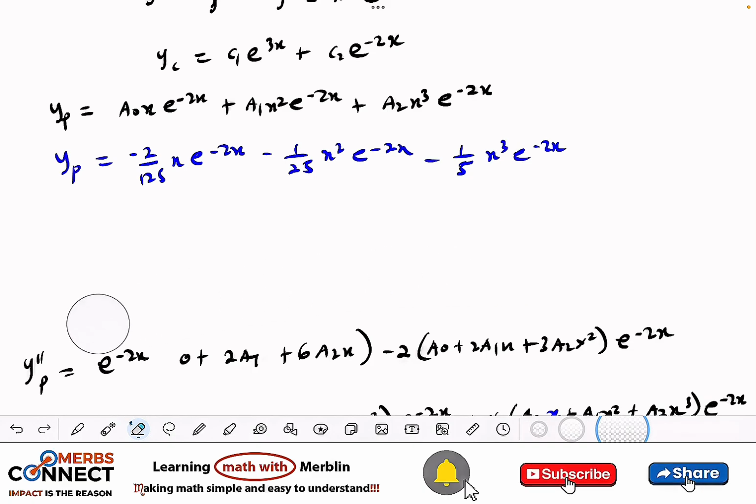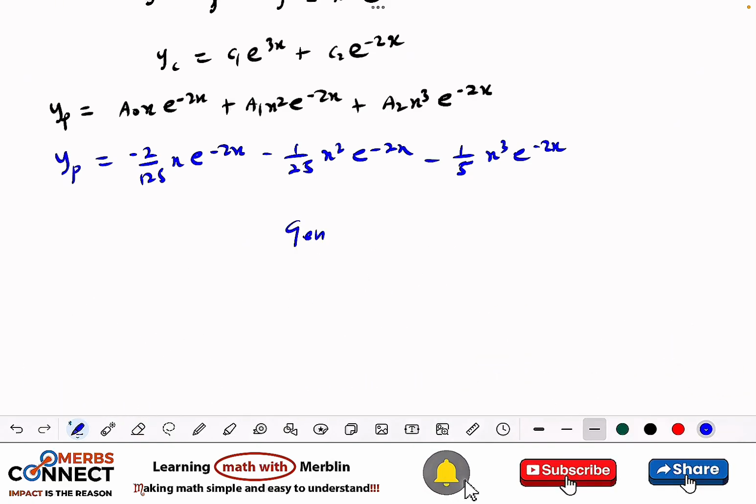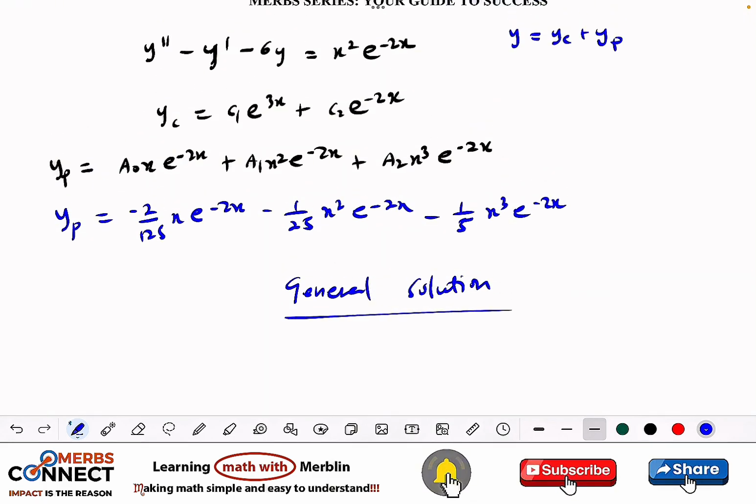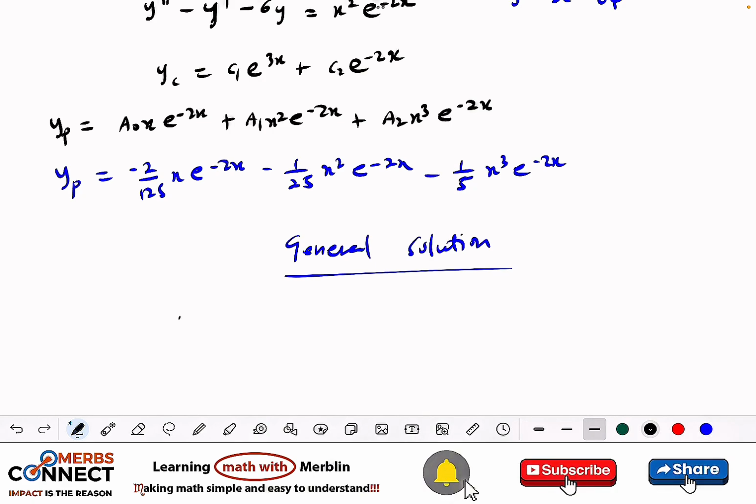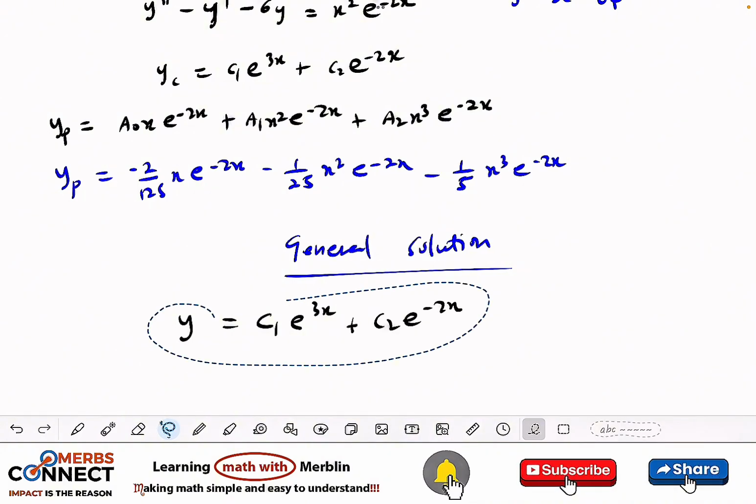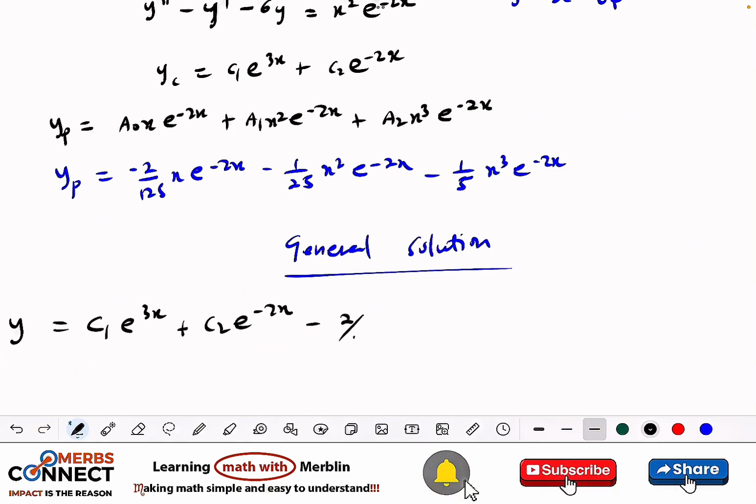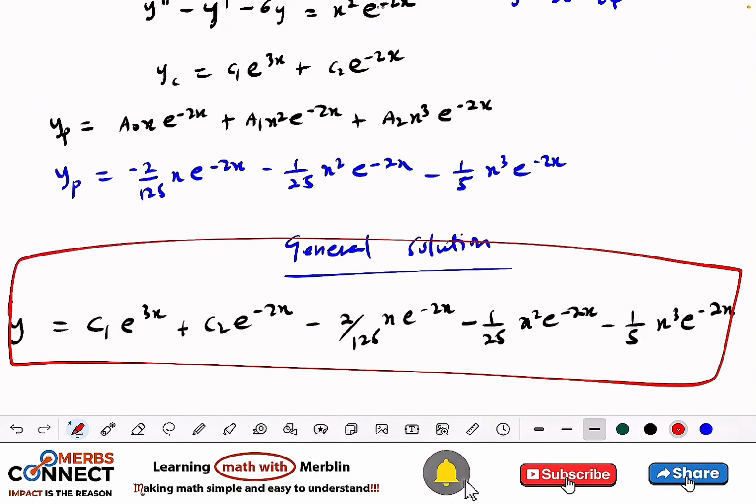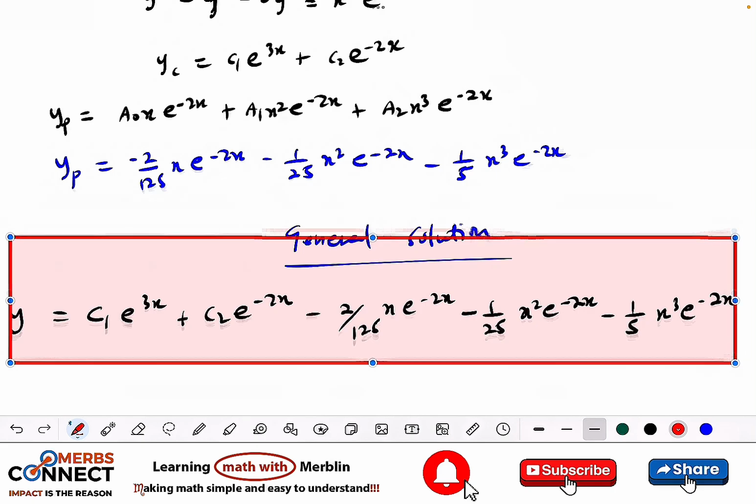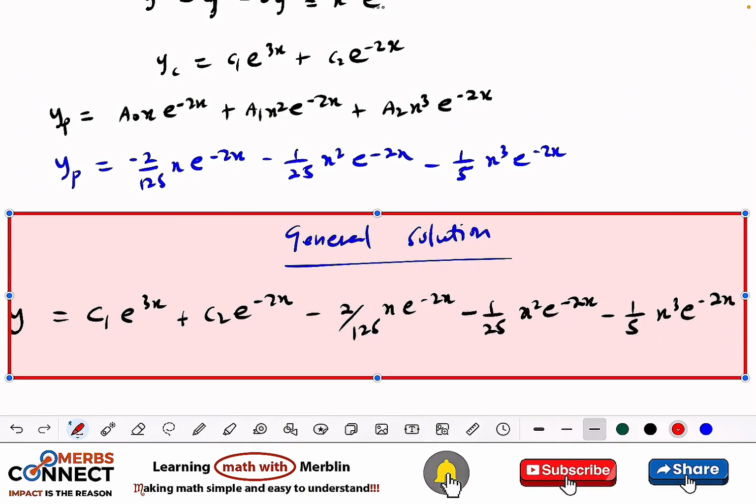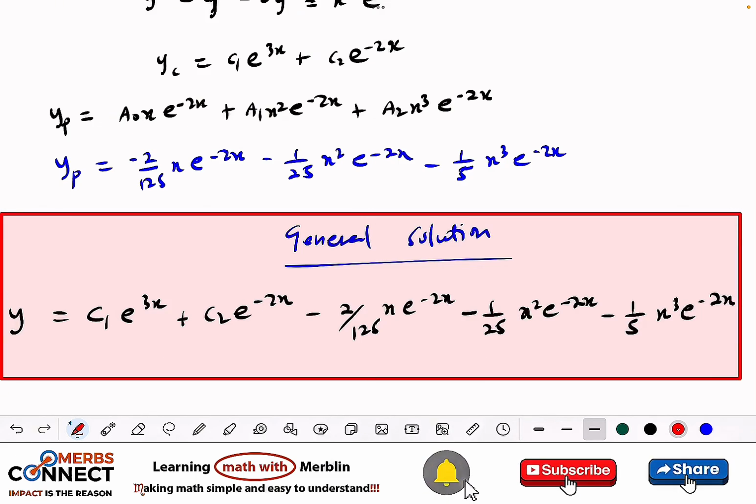So now, finally, we just add the complementary solution to the particular solution to get our general solution. So our general solution now is going to be the complementary solution, which is c1 e to the power 3x plus c2 e to the power minus 2x, plus the particular solution: minus 2 divided by 125 x e to the power minus 2x, minus 1 over 25 x squared e to the power minus 2x, minus 1 over 15 x cubed e to the power minus 2x. So this will be the general solution. Good. So this is our general solution for question 2.